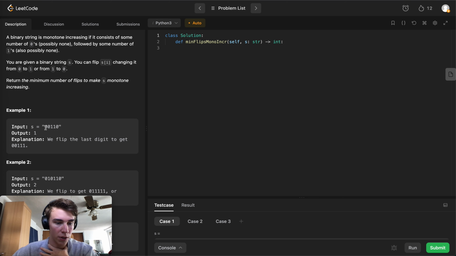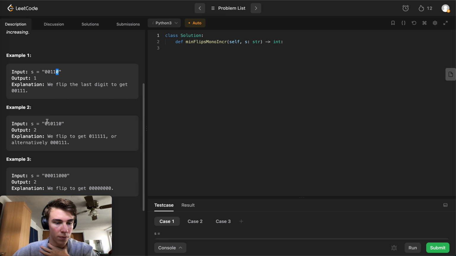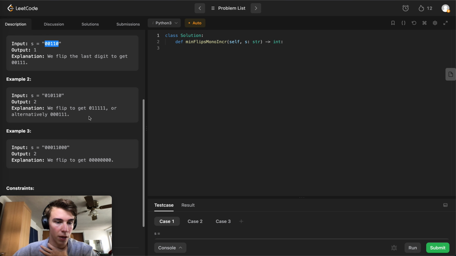Let's see, if the input is 0, 0, 1, 1, 0, the output is 1, because we would only need to flip this 0 to 1. And that is also the minimum number of flips to make this string monotone. Okay, makes sense. What about example 2?